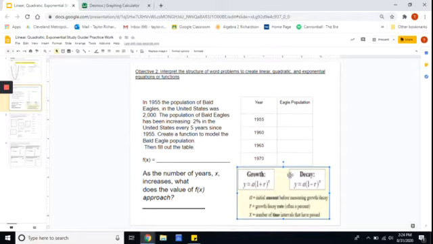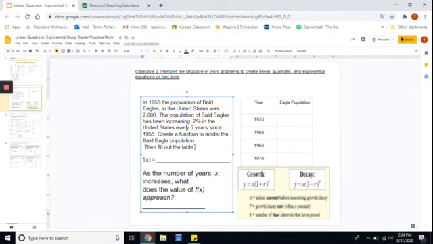This extra little box right here is what's going to help you actually make the equation. All right, so this word problem says, and again I'm reading it right here, in 1955 the population of bald eagles in the United States was 2,000. The population of bald eagles has been increasing 2% in the United States every 5 years since 1955. Create a function to model the bald eagle population, then fill out the table.